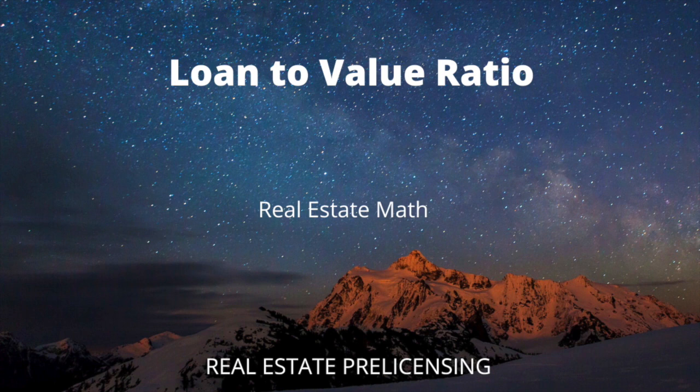Step 1. Determine the maximum loan amount. To find the loan amount, simply multiply the lesser of the two values by the LTV. This equals $260,000 times 0.75 equals $195,000. Step 2. Subtract the loan amount from the contract price. $260,000 minus $195,000 equals $65,000.